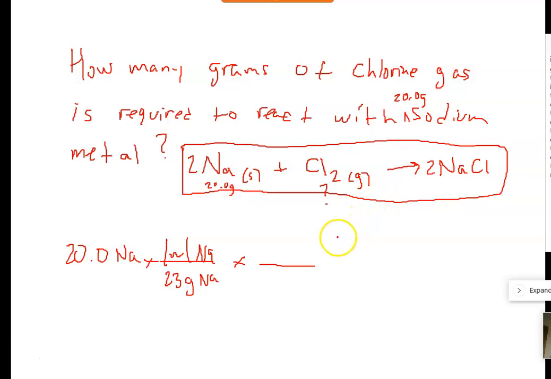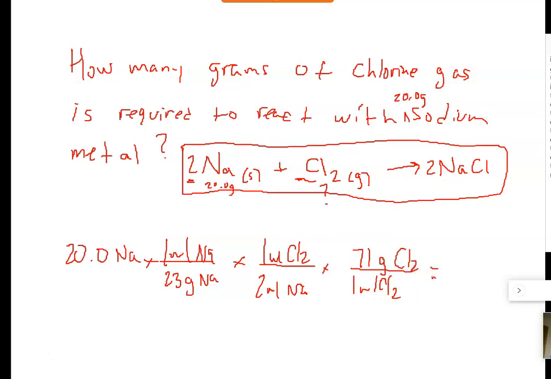All right, so it's a 2-to-1 ratio. So 2 moles of sodium is on the bottom, and 1 mole of chlorine is on the top. And then 1 mole of Cl2 weighs, I believe, 71. Go and check, 35.5 times 2. 71 grams is the molecular mass of Cl2. All right, does this look right to everybody? So 20 times 71, divided by 23, divided by 2. Let's see, let's do 3 sig figs. So I have 30.9 grams of Cl2.